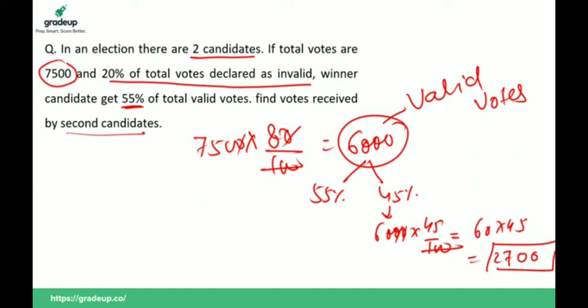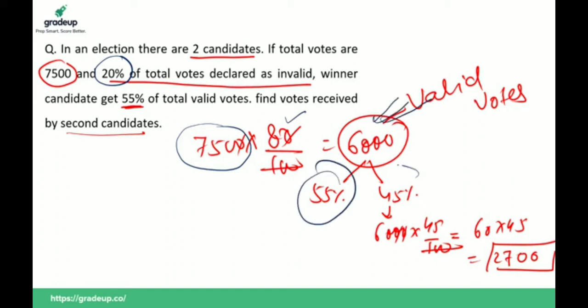Guys, total votes were 7,500, and 20% declared as invalid. Then 80% is valid. Now 6,000 votes are valid. Then the winner gets 55%, the second candidate gets 45%. This we have to find. Is this clear to all of you?